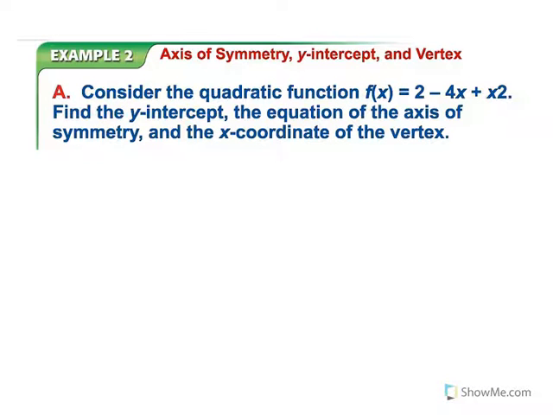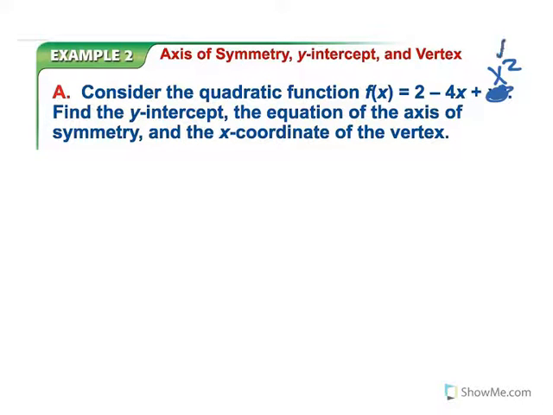Alright, so example 2, it says consider the quadratic function f of x equals 2 minus 4x plus x squared. And it says we need to find the y-intercept, the equation of the axis of symmetry, and the x-coordinate of the vertex. Well, before we can do anything, we have to rearrange this formula.